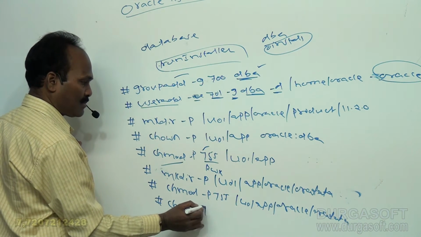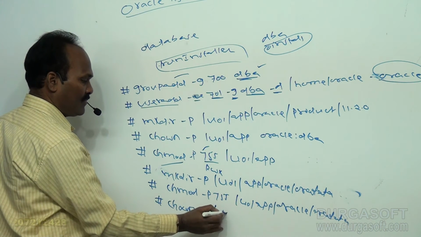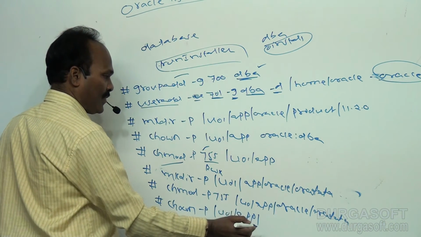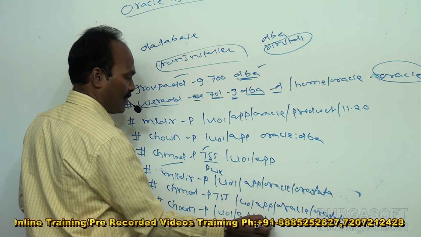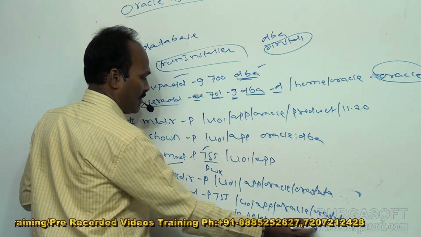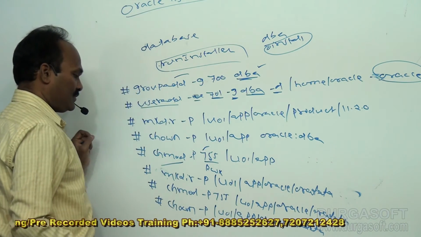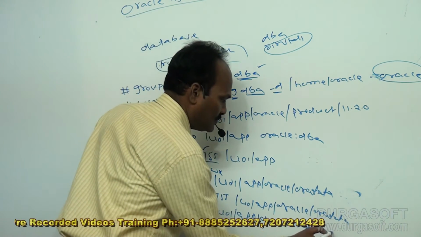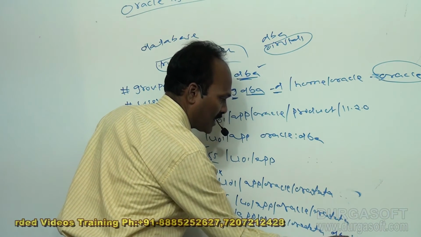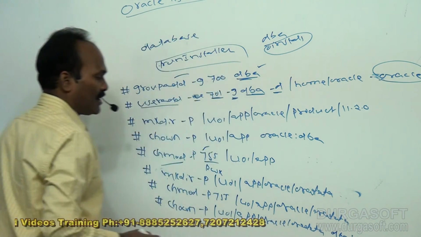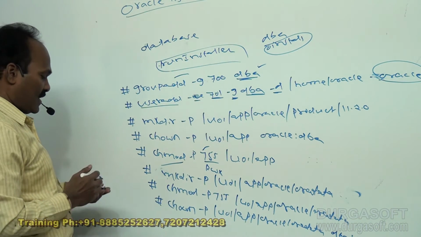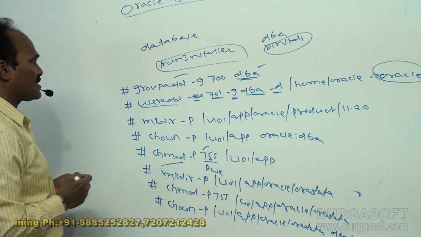/u01/app/oracle/data. Granting ownership to the DBA group and the Oracle user. DBA is a group, Oracle is the username. Okay, so these are the prerequisites for installation of Oracle software.